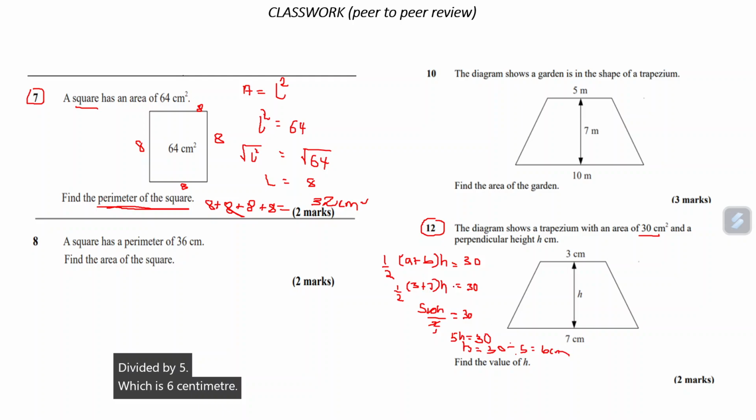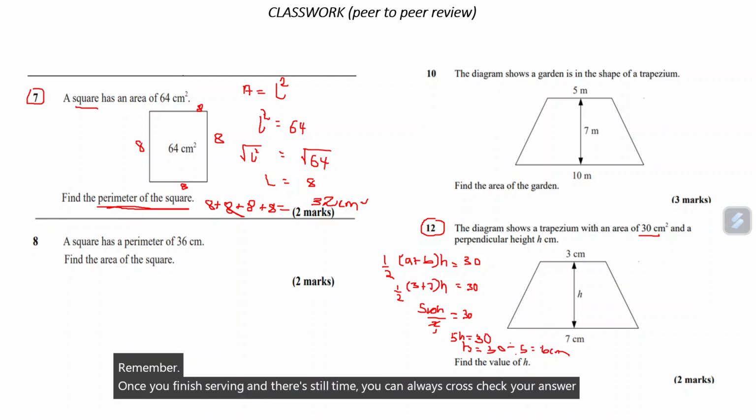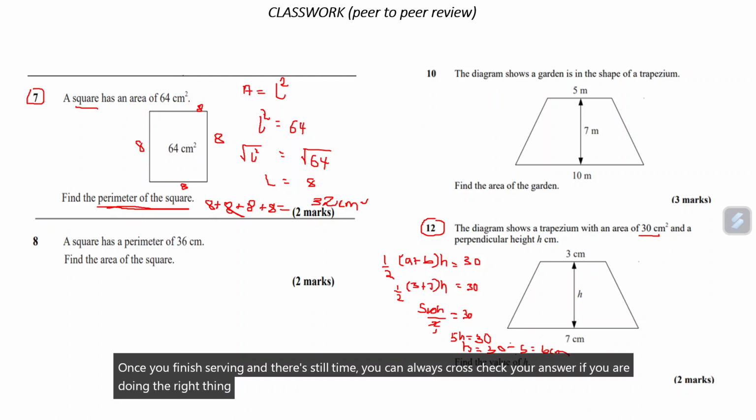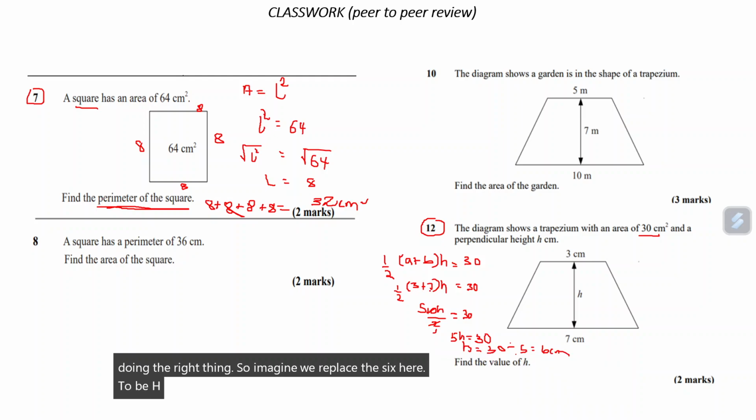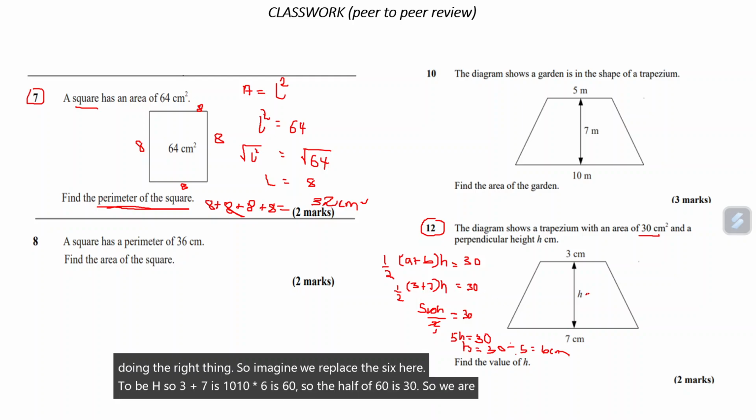Remember, once you finish solving and there's still time, you can always cross-check your answer to see if you are doing the right thing. So imagine we replace the 6 here with h. 3 plus 7 is 10. 10 times 6 is 60. Half of 60 is 30. So we are correct. Then the h, the height, is 6 centimeters.